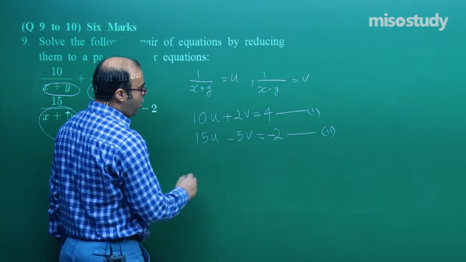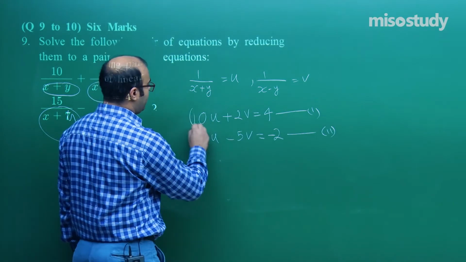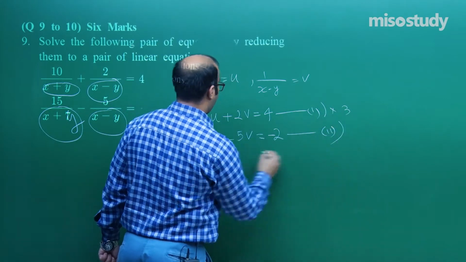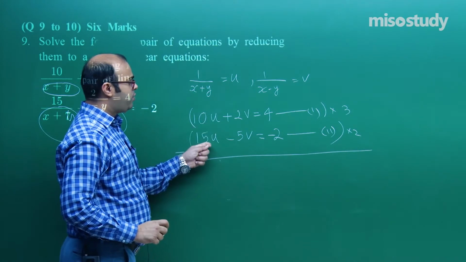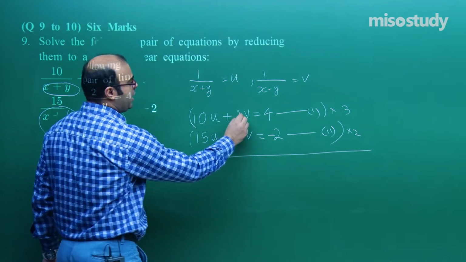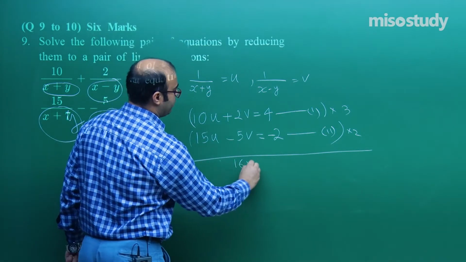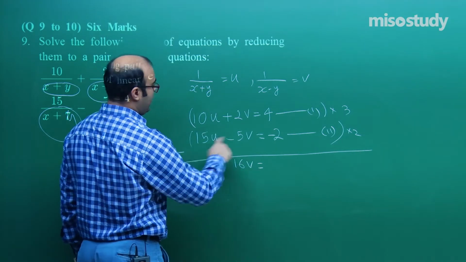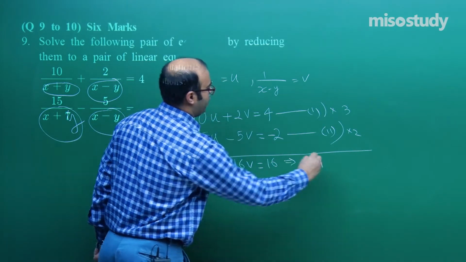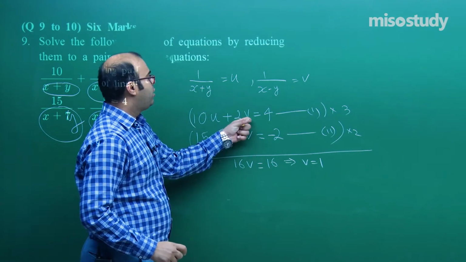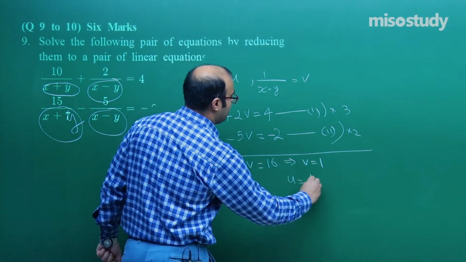So let us solve this. We can solve this by any of the methods which we have studied. Let us multiply this equation with 3 and this equation with 2 and subtract them. In that case 30u minus 30u will cancel. We will get 6v here, and here plus 10v, so 16v. This is equal to 12 plus 4, that is 16. So v will be equal to 1. When we put v equal to 1 here, 10u will be equal to 2. So u will become 2 by 10, that is 1 by 5.